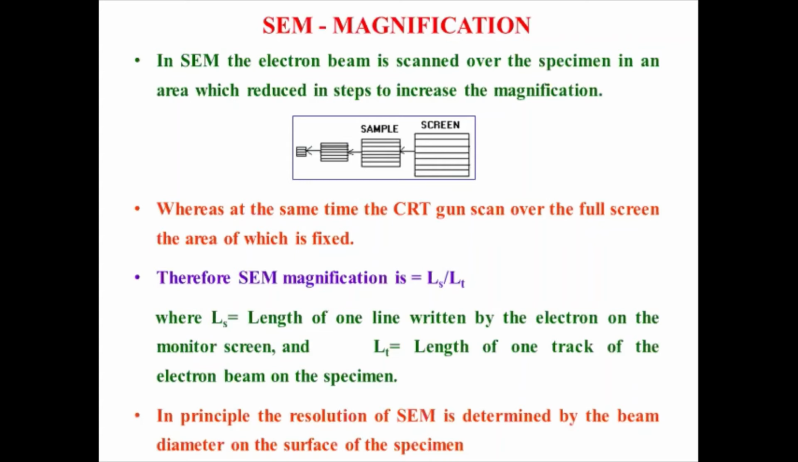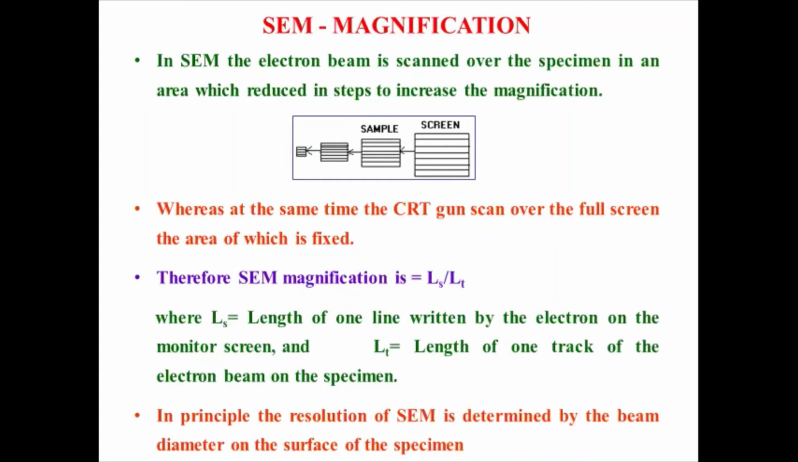Another feature is the magnification. Since the area on which the image is formed on the detector is fixed, if you change the area of scanning, then the ratio will change. So you have a change in magnification. So it appears to be very simple that by just changing the dimensions of the scanning area, one can change the magnification.